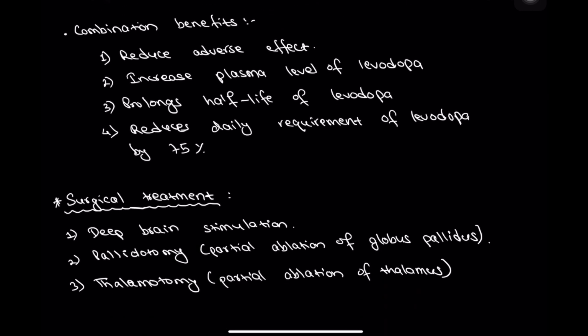There are surgical treatments also. There are deep brain stimulation, pallidotomy, which is partial ablation of globus pallidus, which helps to improve the tremors and dyskinesia. Another is thalamotomy, which is the partial ablation of thalamus.